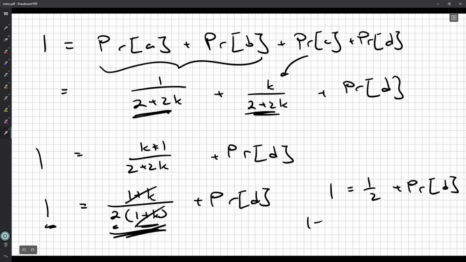Probability of D is going to be 1 minus 1/2, better known as just 1/2. So it does not matter what k is at all. Everything works out, and the probability of D is 1/2 or 0.5. Okay, a very interesting little question there.